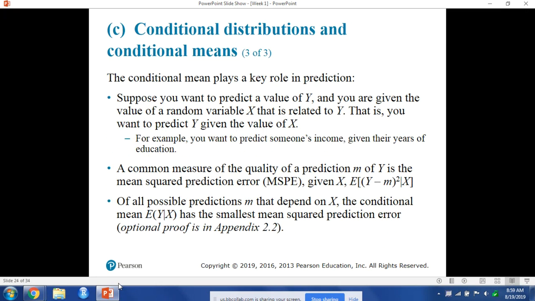The conditional mean is important when we are talking about predictions. Basically, if we have some random variable x, and we know it is related to y, then we want to predict y given some value of x. When we use regression next week, we will want to predict some future value, so this will be important.